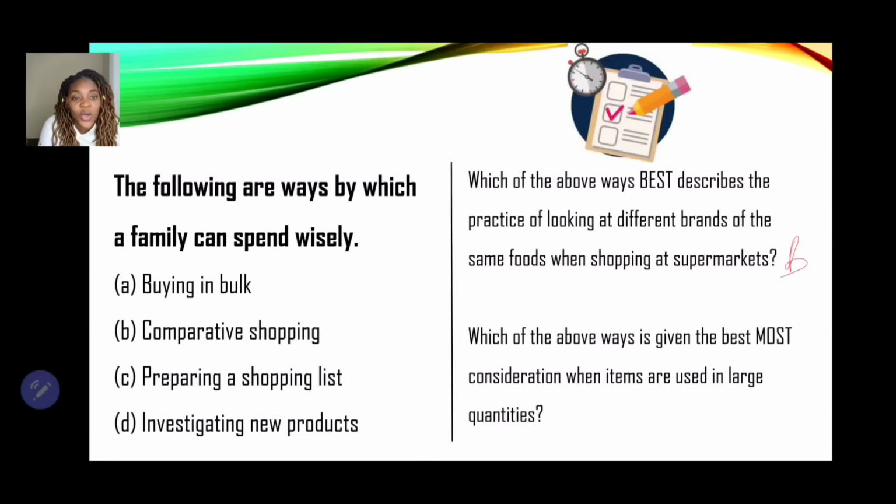Next question. Which of the above ways is given the most consideration when items are used in large quantities? So if items are used in large quantities, that means we should buy them in, awesome, we should buy them in bulk. So the answer for this one is A. All right, good job. Let's move on.